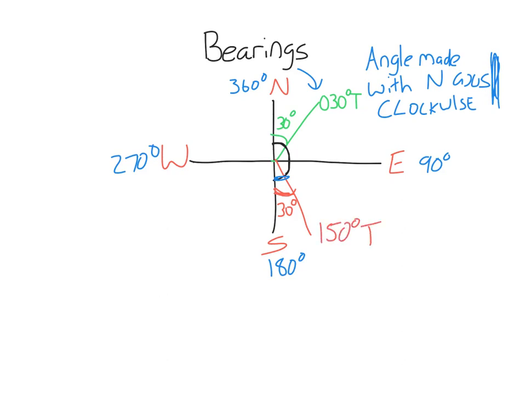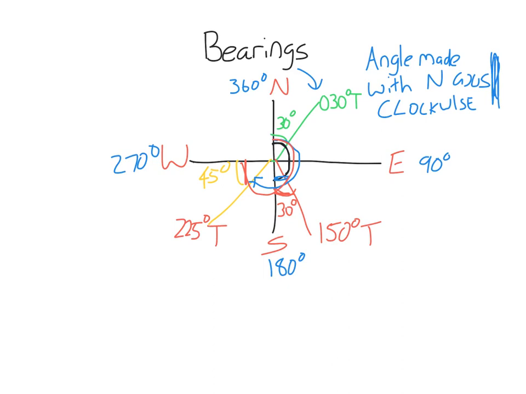Let's say I wanted to go in this direction, and I'll just say that that angle there is 45 degrees. Again, I don't want to just call that 45 because that's ambiguous. What I want to do is find this angle here, the angle made with the north axis going clockwise. So this angle here would be 270 all the way there minus 45. So it would be 270 minus 45, which is 225 degrees true.